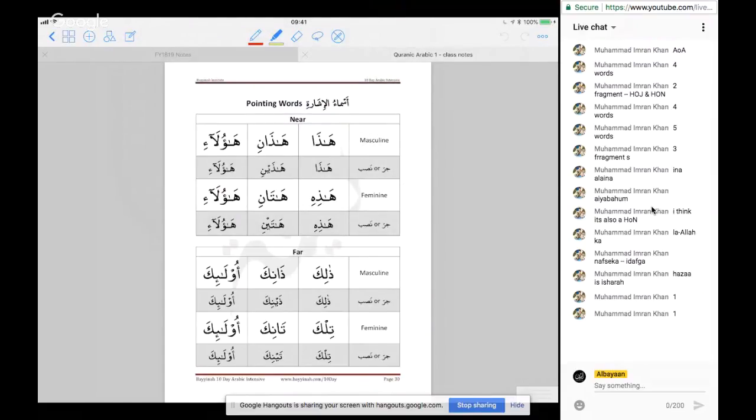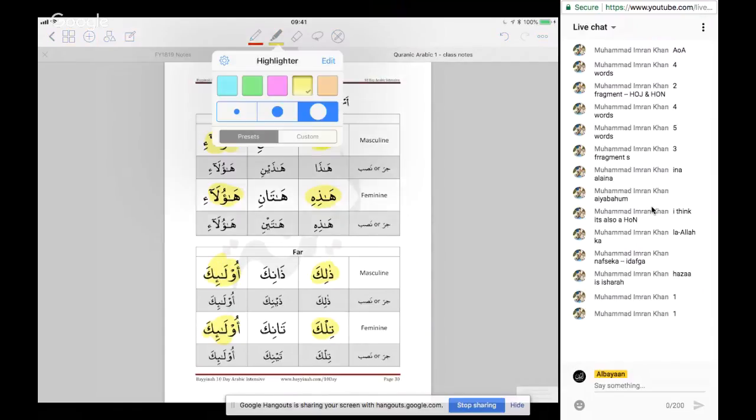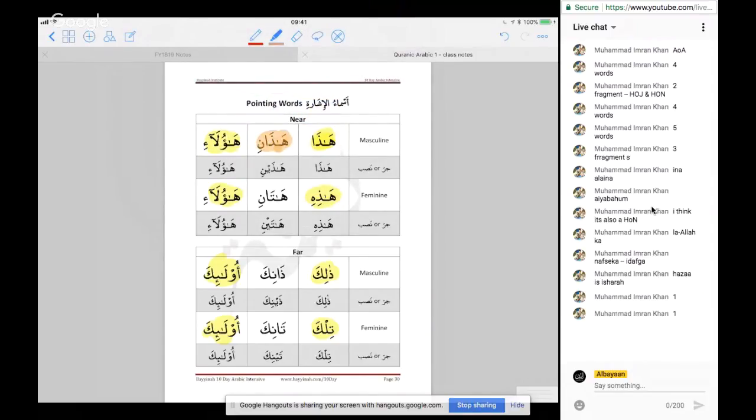What you effectively need to really, really remember is the haza, haulai, hazihi. Okay, that's what you need to read. Zalika, tilka, ulaika. Really, really remember. These are the most important ones. And then you have hazani, used 2 times, and zanika, used 1 time in the Quran. All the rest, when I say all the rest, I really mean this part, this part, and this part.